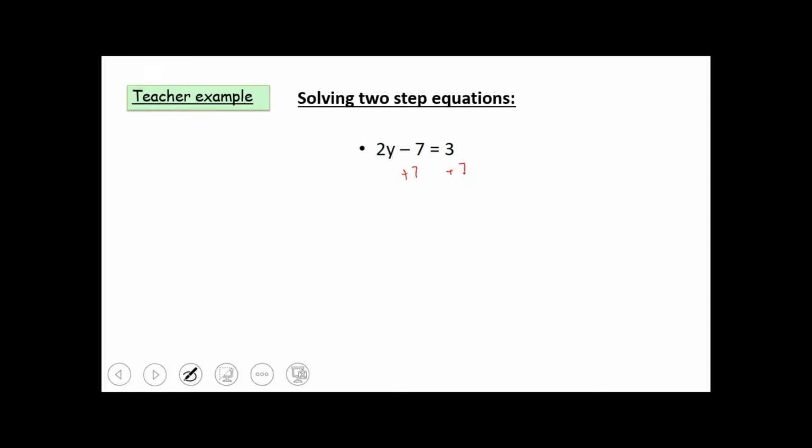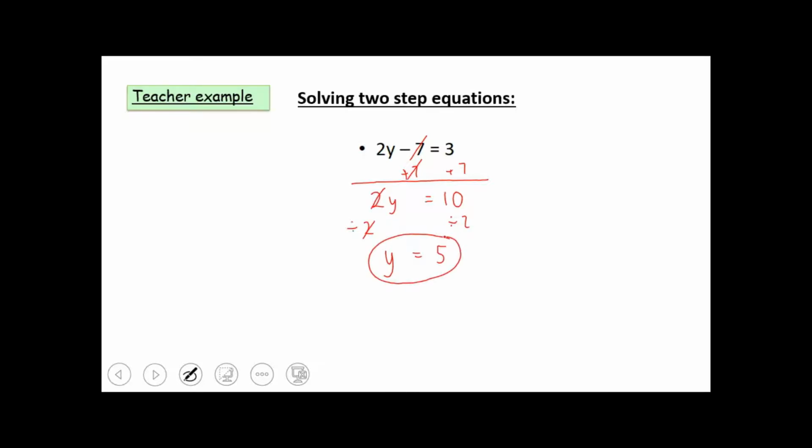Now my question looks like this. I've got 2y, the minus 7 and the plus 7 cancel out, and then I've got equals 30. So I've got 2y equals 30. 2y basically means 2 times y. The inverse operation of times is divide. So what I'm going to do now is divide by 2 because it's a 2y. So divide by 2 and divide by 2. 2 divided by 2 cancels out, and I've got y on its own, equals 15. 30 divided by 2 is 15. So that is my final answer.